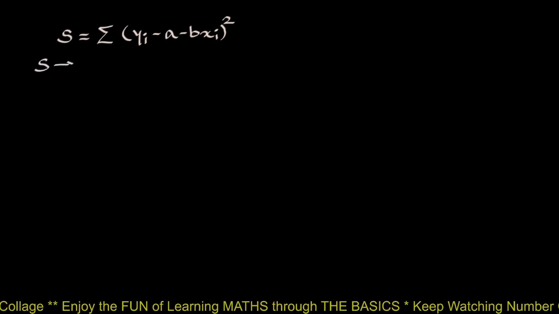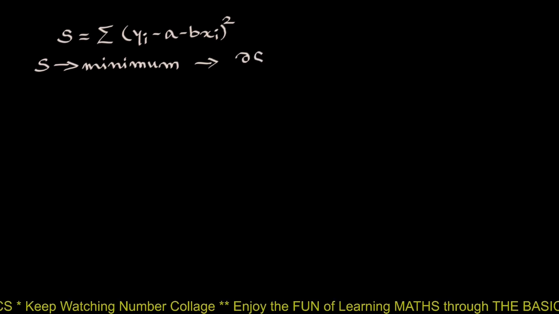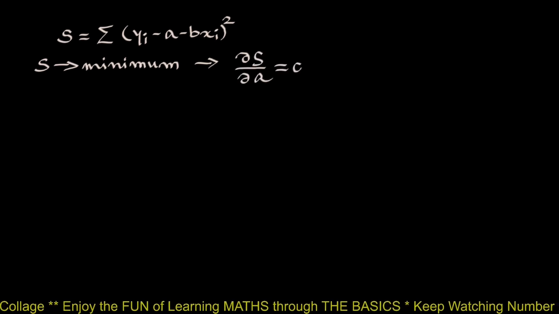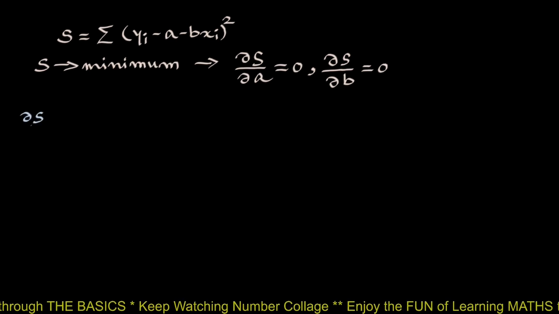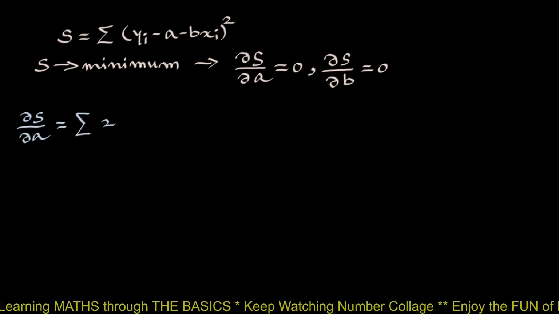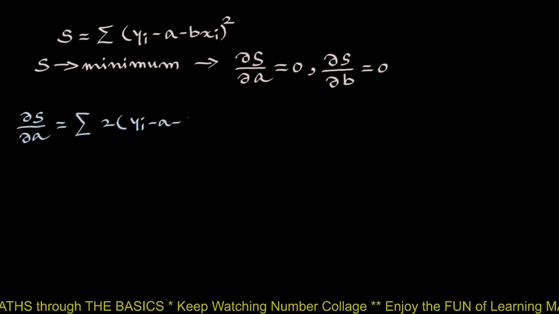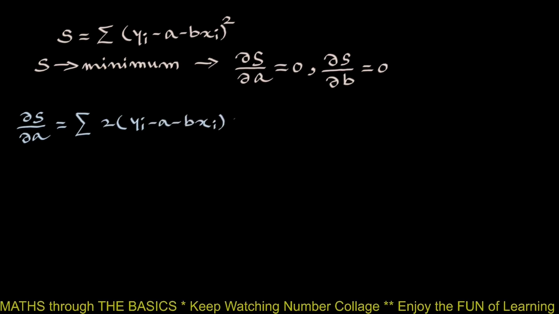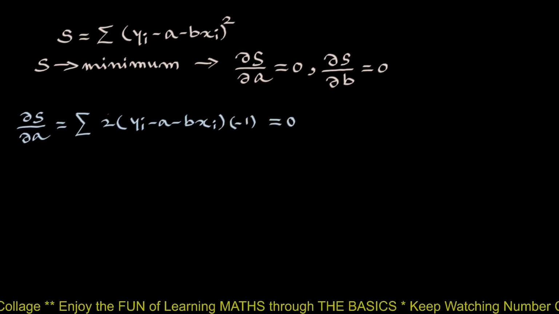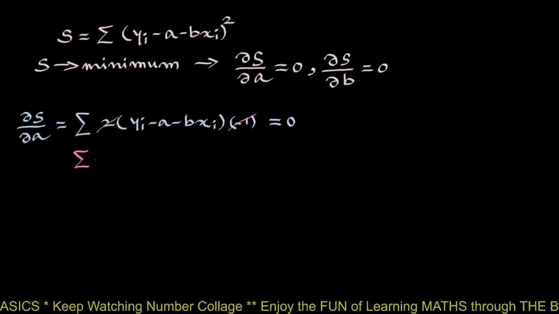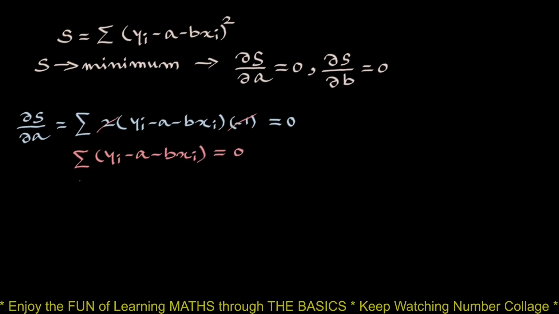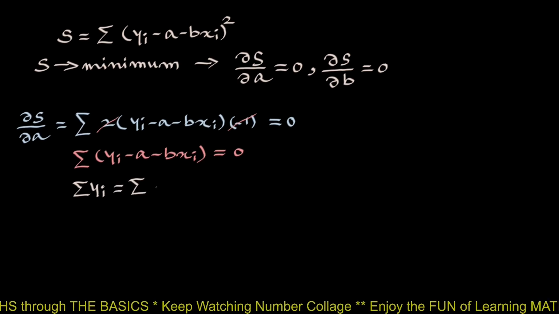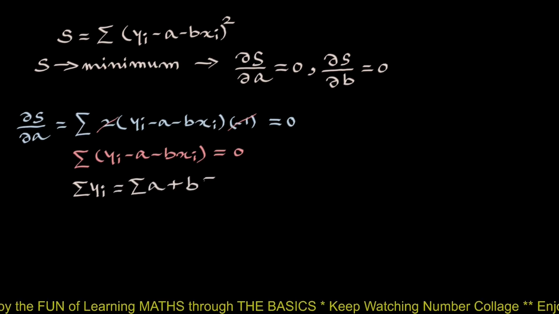From maxima and minima, we know that for this S to be minimum, we must have the partial derivative of S with respect to a equal to 0 and the partial derivative of S with respect to b equal to 0. Now dou S by dou a will be summation 2 times (yi minus a minus bxi) into the derivative of minus a, minus 1. Now this should be equal to 0. Cancelling this minus 2, this will be summation (yi minus a minus bxi) equals 0, which will be summation yi equals summation a plus b summation xi.